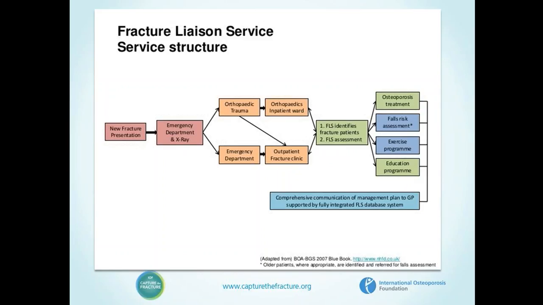The next person is then the key, when the acute fracture management is finished, the Fracture Liaison Service that identifies the fracture patients and assesses them, and then decides on treatment, assesses fall risk, exercise programs, education programs, and it's a comprehensive communication of the management plan, commonly to a general practitioner, but again, this may vary with the system.